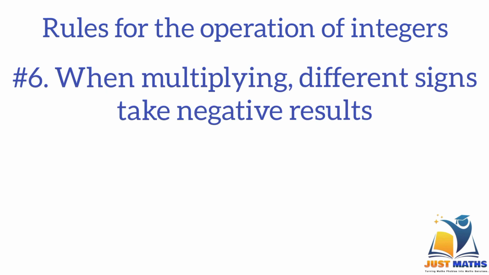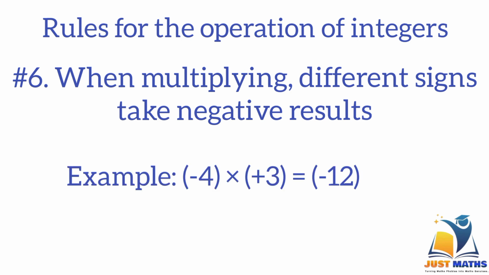Now for rule 6, when multiplying, different signs give negative results. Different signs, like you have a positive and a negative number, it will end up being a negative result. Let's look at an example. If we have -4 times +3, that will give us -12. Another example, +5 times -7 will give us -35.